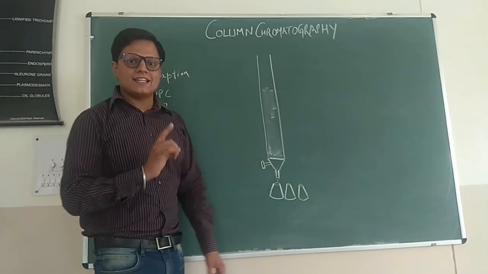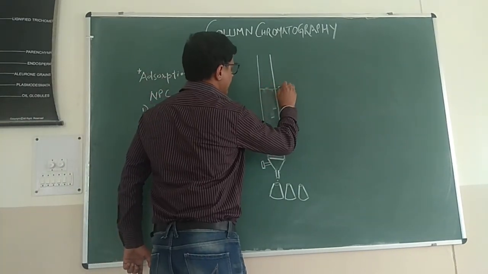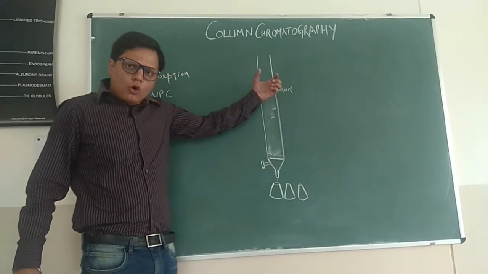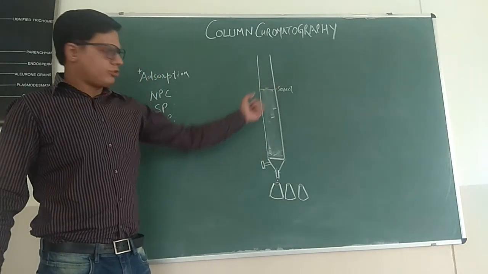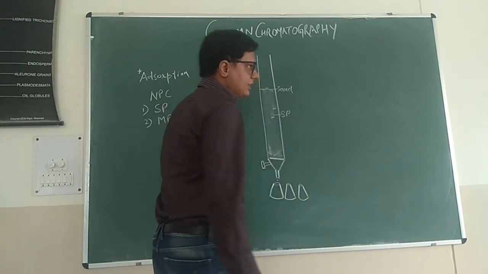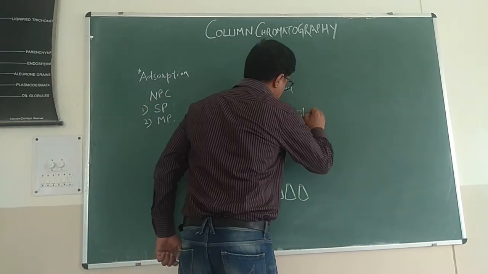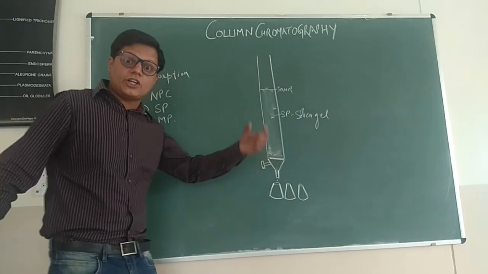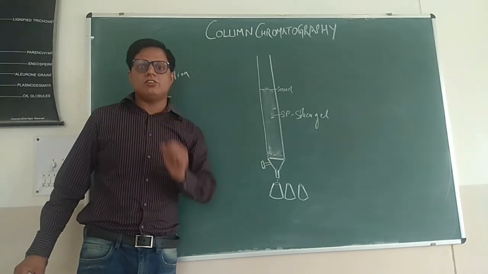Sometimes you have to add a sand layer above your stationary phase. Suppose I added a sand layer so as to do uniform separation, so as to do a uniform procedure. And in case of column chromatography, we generally use silica gel, but of a different grade, not silica gel G. Silica gel G is used in TLC studies.